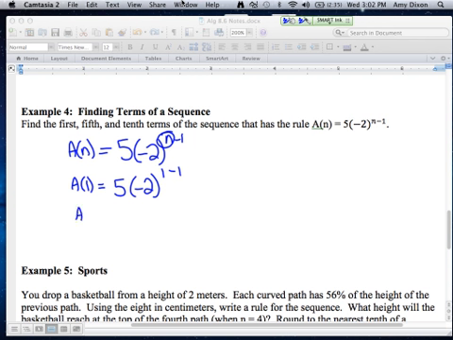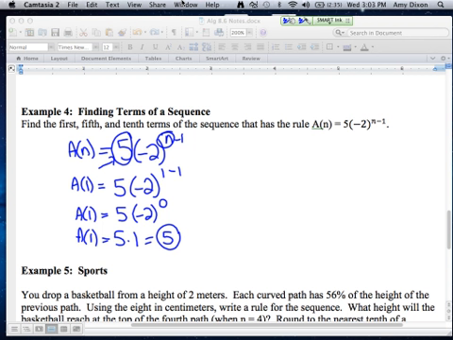So let's go ahead and simplify this. We get a of 1 equals 5, and then we have negative 2 to the 0 power. Well, we've just learned recently that anything to the 0 power is 1. So a of 1 is going to be 5 times 1, which is going to be 5. So the first term of the sequence is 5, which in our formula we could have figured out because this number right here is always our first term of the sequence. Now we can plug in a 5.